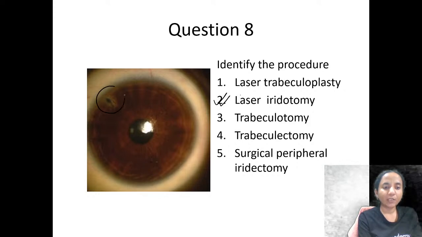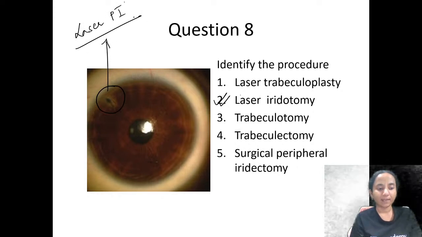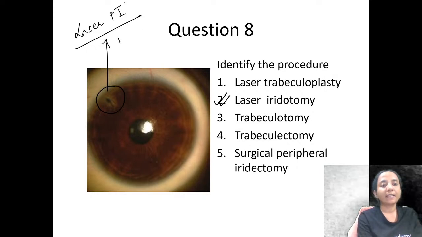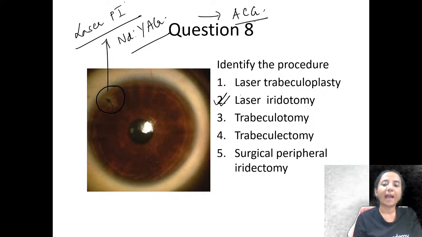So see, you can see this opening here. This is the laser peripheral iridotomy. Iridotomy means making a hole in the iris. So this is a peripheral iridotomy which is made with laser. Now what is the laser used here? The laser used is ND-YAG laser. And where do we do laser PI? Laser PI is done in ACG, that is, angle closure glaucoma.